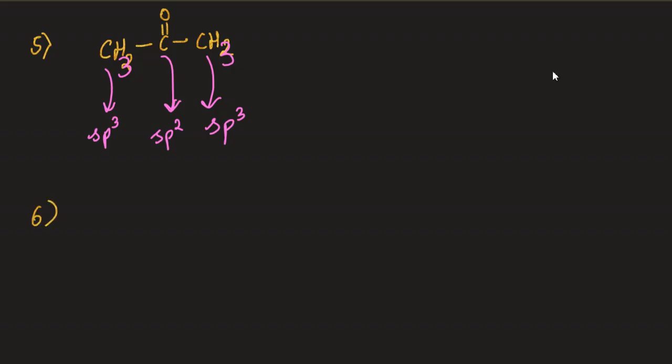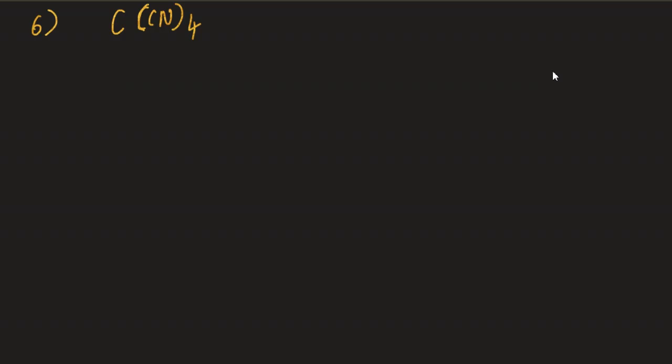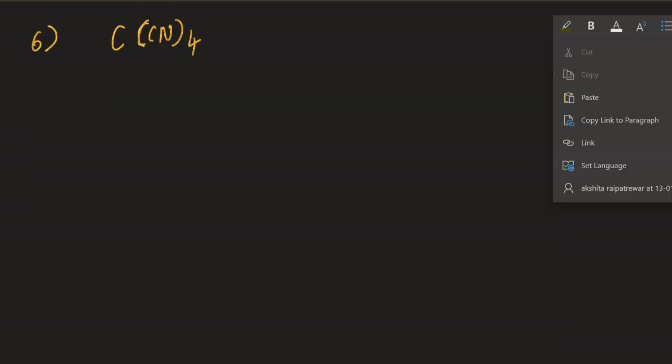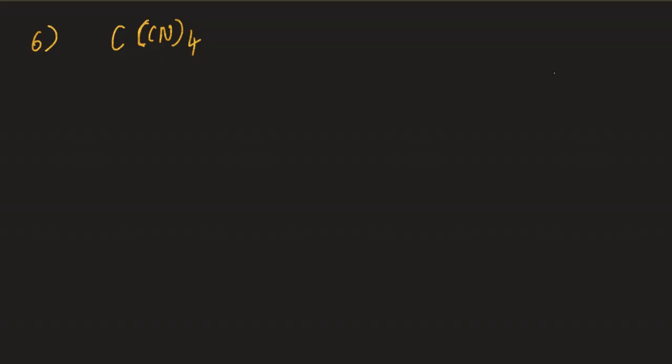Next, the sixth one is C(CN)4. IUPAC we will study in the upcoming classes, but for now we'll elaborate the structure and write the sigma bonds and pi bonds. Here there is only one carbon, so let me explain how to draw this structure. I'm going to draw one carbon. This carbon has a bracket part four times. What is the bracket part? CN, the cyanide group. How many cyanide groups do you have to draw for the given carbon? Four.